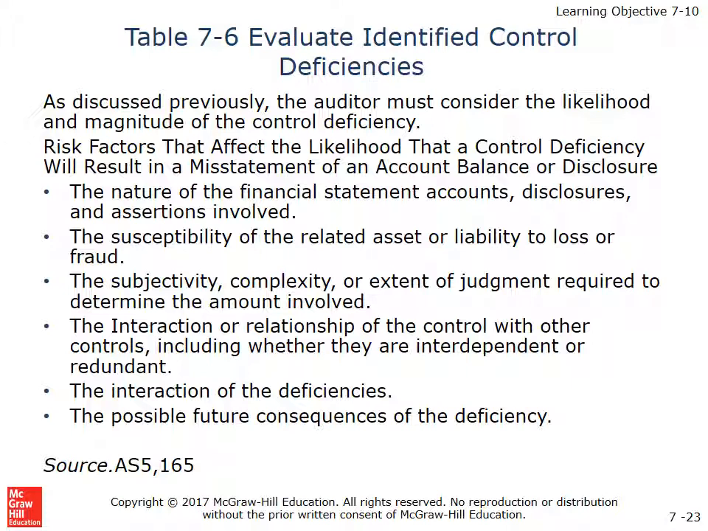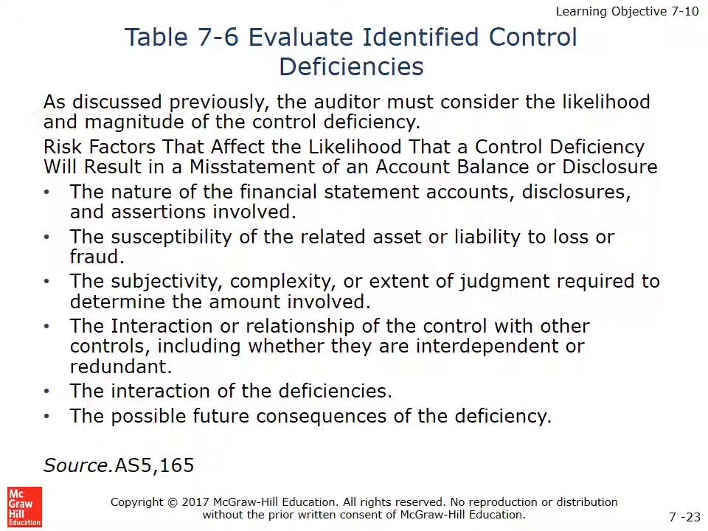The susceptibility of the related asset or liability to loss or fraud. So based on the test of controls, we need to think about that. The subjectivity, complexity, or extent of judgment required to determine the amount involved. That could really cause a material misstatement. I always think of allowance for doubtful accounts. That is a judgment call. It's very subjective. So the test of controls for determining that account, to me, it's manual. There's a lot of subjectivity involved.